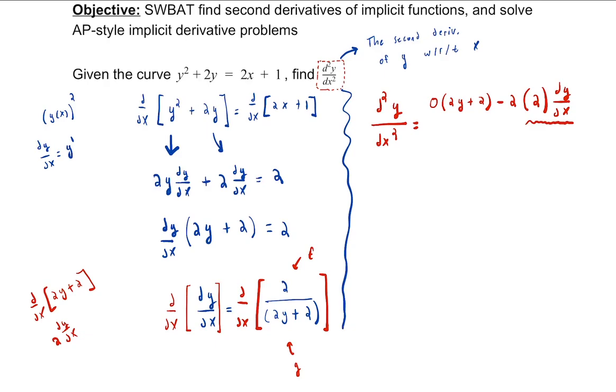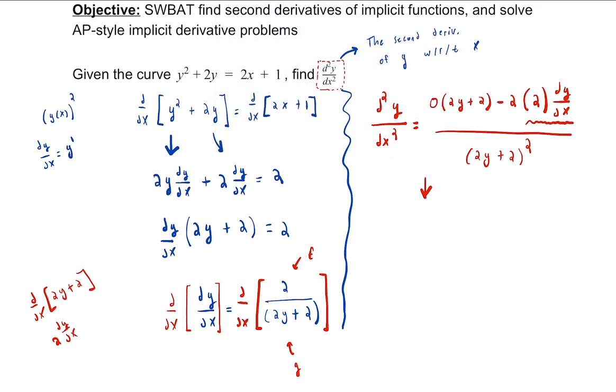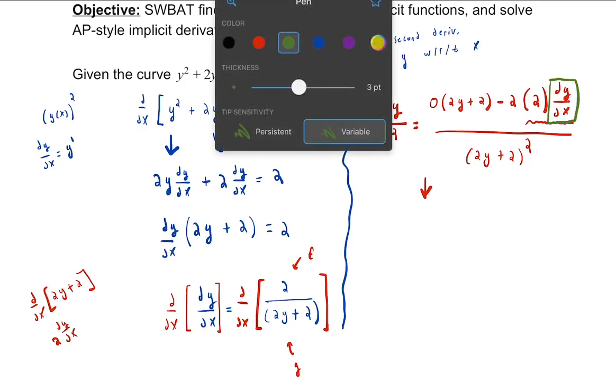So by the chain rule, it's 2 dy/dx, all of this over (2y + 2) squared, all over g squared. Now there's one last thing you'll have to do when doing these kinds of problems, and that's you have to realize we actually know what the first derivative is. We can substitute this back in.